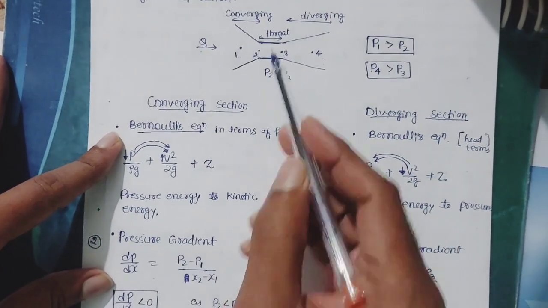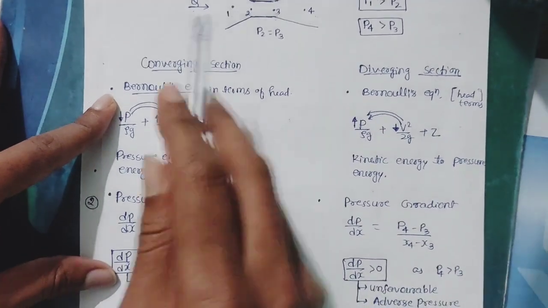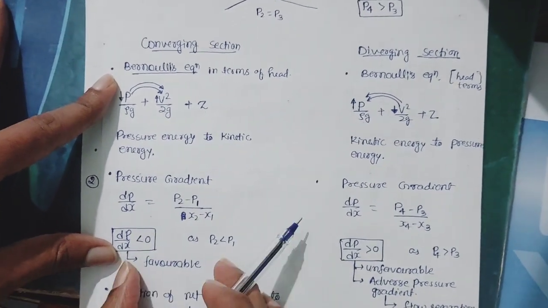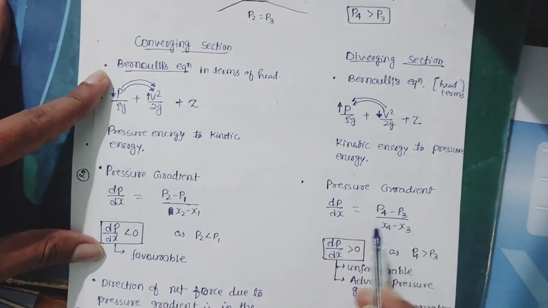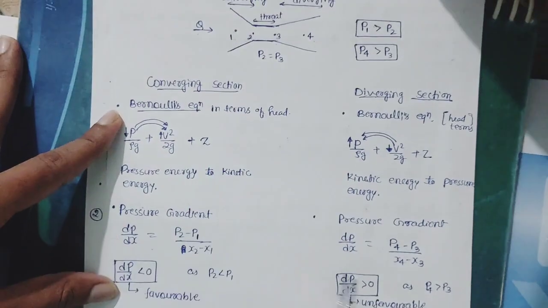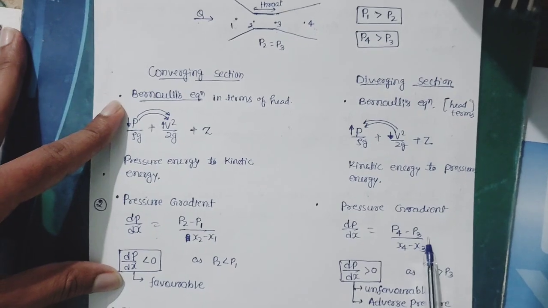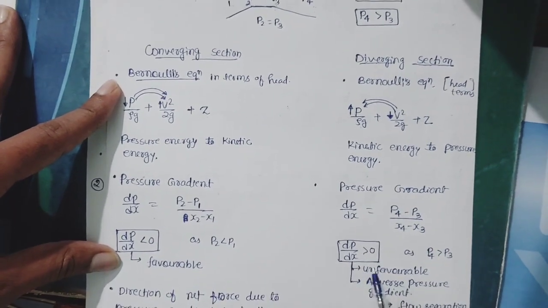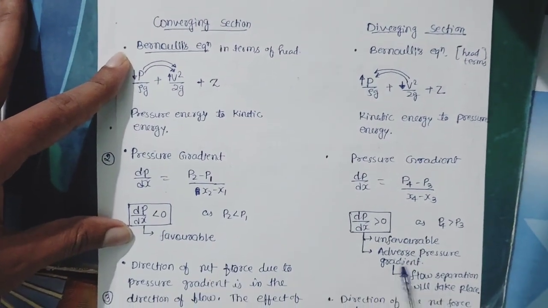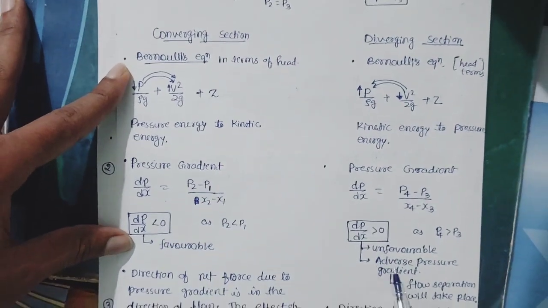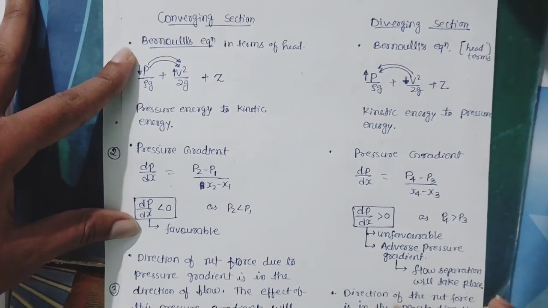So P2 is less than P1, so this term will be negative, hence dP upon dx here in the converging section will be negative, that is favorable pressure gradient. And in the diverging section, the pressure gradient is equal to P4 minus P3 upon x4 minus x3. So P4 is greater than P3, so dP upon dx is greater than 0, meaning unfavorable pressure gradient or adverse pressure gradient. So this is an adverse pressure gradient condition, so flow separation will take place here.